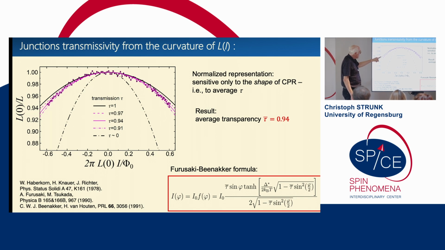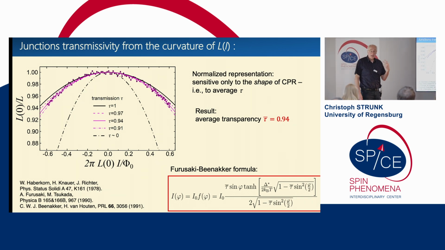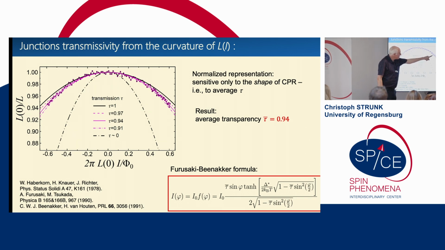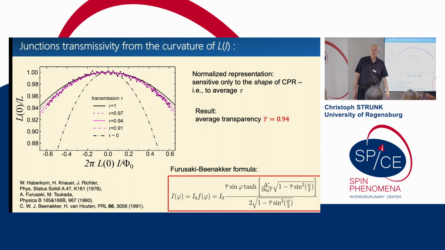We find here a black line that corresponds to perfect conductance. Then there is a dash-dotted line which corresponds to tunneling junctions with very low conductance. And you see our data, they are close to the solid line, and we can assign transparencies above 90%. So this is a very highly transmissive junction.